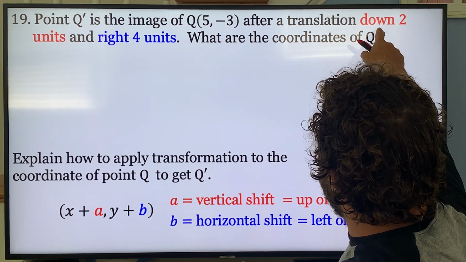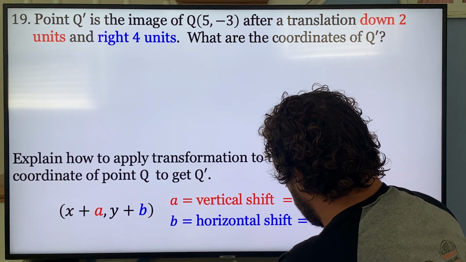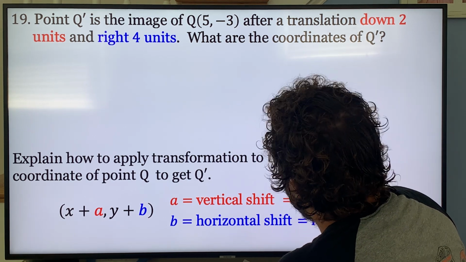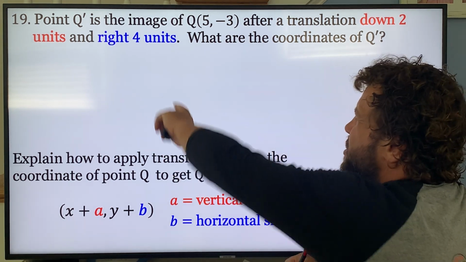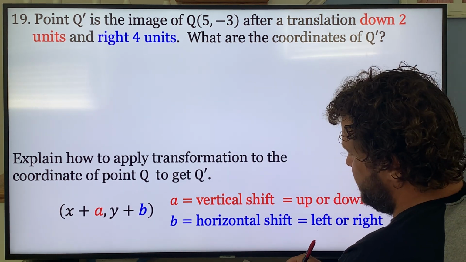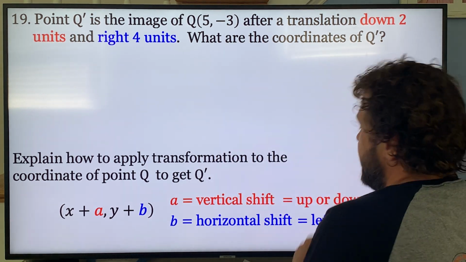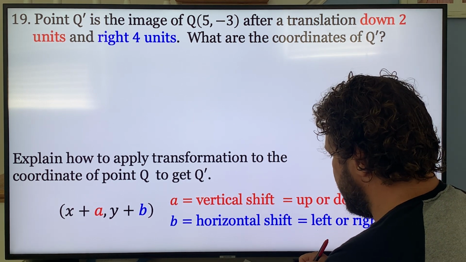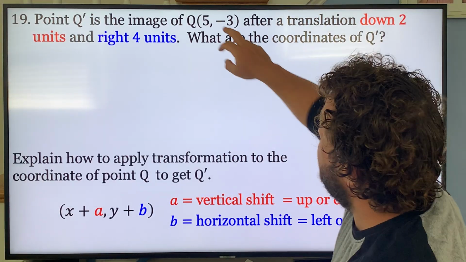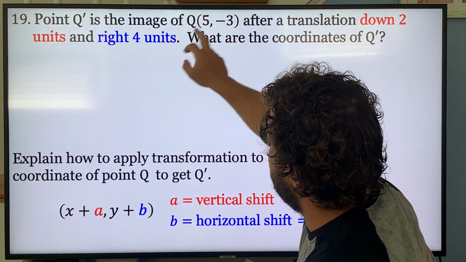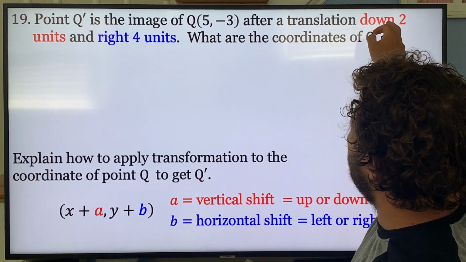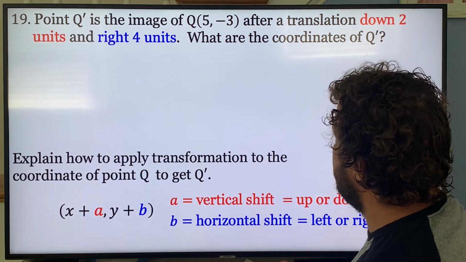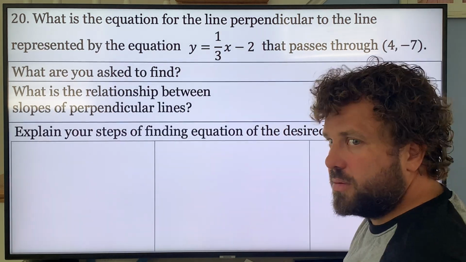So when you go down 2, down 2 means your -3 goes down 2. All right, so it's going to be 5, shifting to the right 4. So that's 5 plus 4, comma, -3 down 2 is -3 minus 2. So your final answer should be 9, -5. 5 plus 4 is 9, -3 minus 2 is -5. So as I said before, your answer should be 9, -5. All right? I'm not even going to put my wrong answer up there.